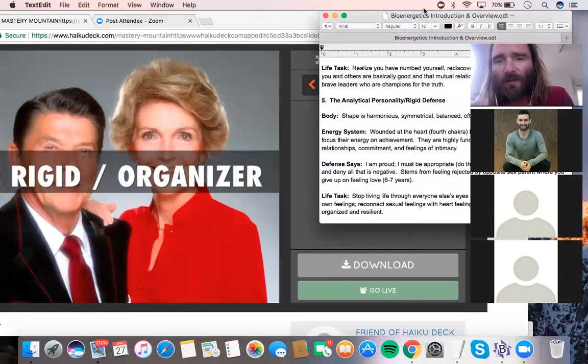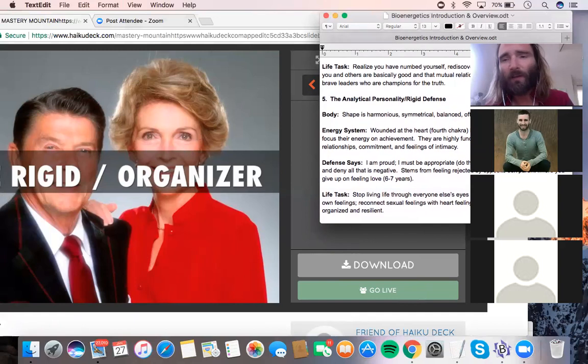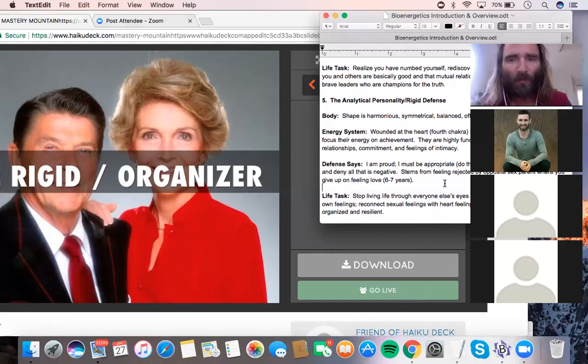So the energy system, usually they're wounded at the heart, the fourth chakra, by lack of approval. This type tends to focus their energy on achievement. They achieve, achieve, achieve. They are functional, but often afraid of relationships, commitments, and feelings of intimacy. They'll have a perfect closet, but they're not connecting with people. They'll have a perfectly structured day, but they're feeling robotic.